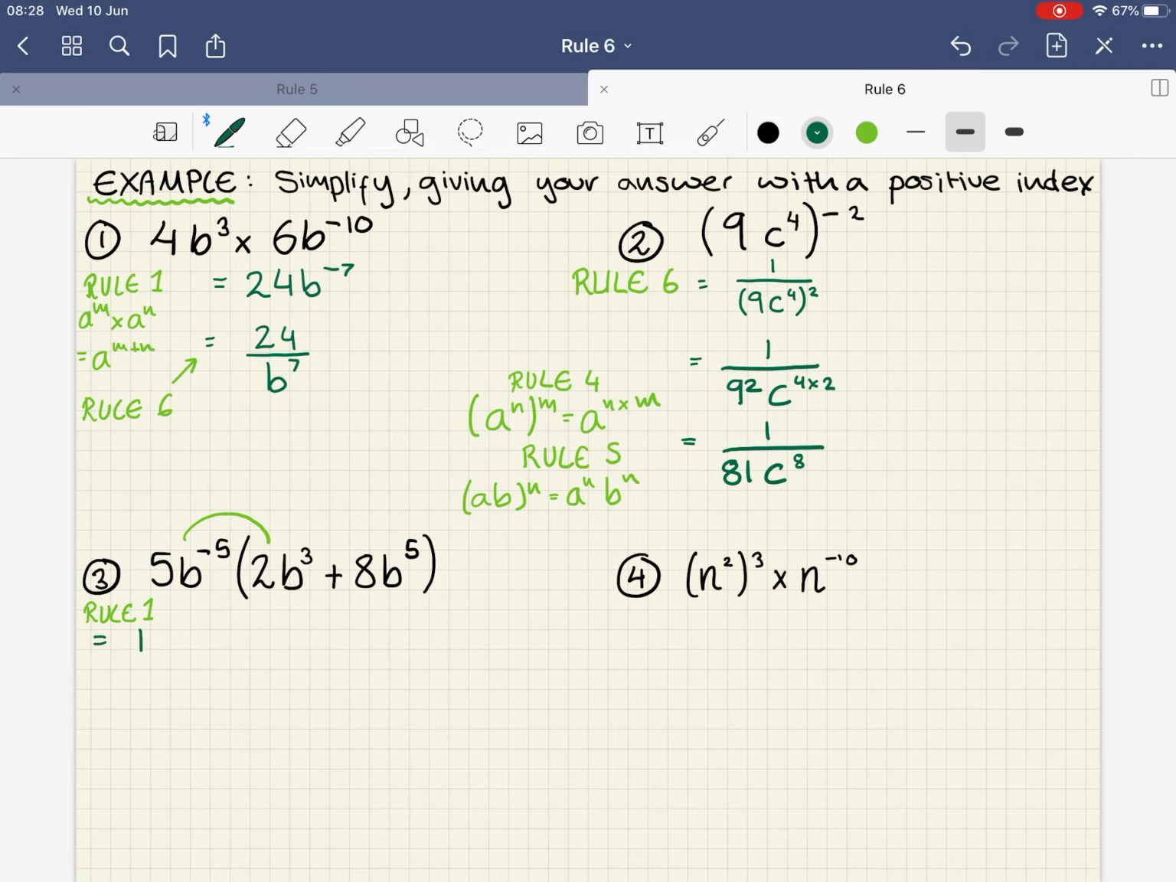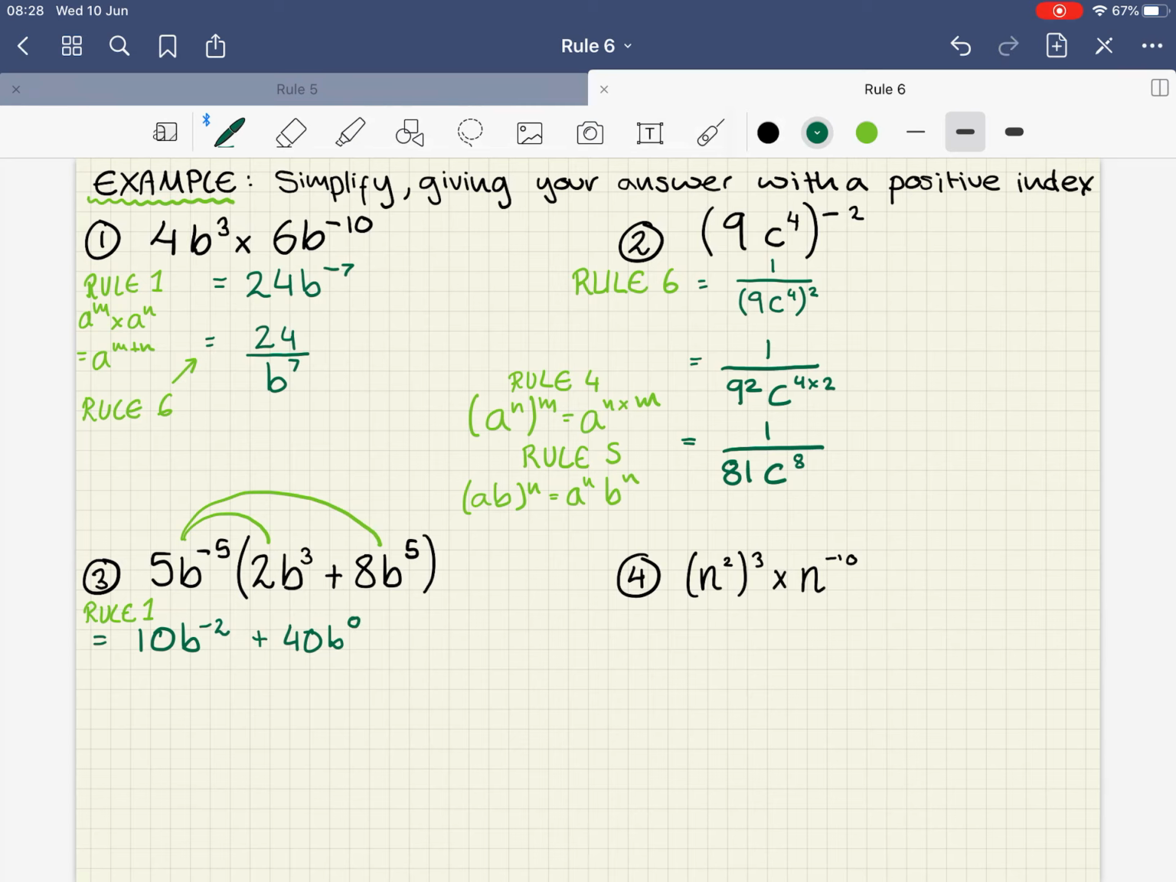So 5 times 2 is 10. Then negative 5 add 3 is going to be negative 2. Then multiplying that 5b to the power negative 5 with the 8b to the power 5. So 5 times 8 is 40. Then negative 5 add 5 is 0.